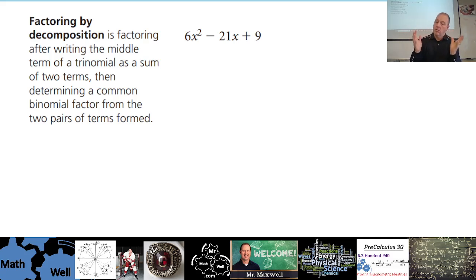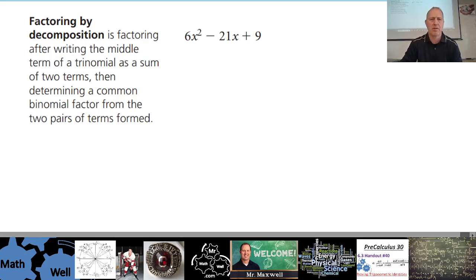So, again, some of you may like it. What does it say here? From the textbook, it says, factoring by decomposition is factoring after writing the middle term of a trinomial as a sum of two terms, then determining the common binomial factor of the two terms formed. That's a little wordy, but decomposition basically means that I need to decompose this middle term. I need to split it up somehow. All right? And there's going to be multiple ways you could split it up.